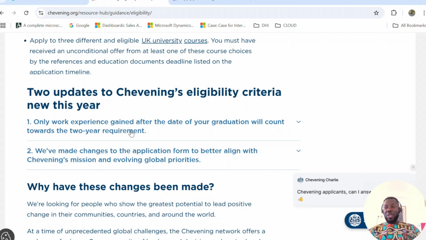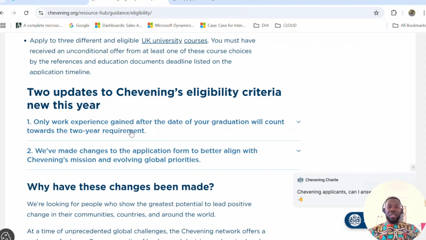So let's say you started your bachelor studies in 2020, and then along the line in 2022, you found a job and you were working alongside your studies. So you complete your studies in 2024 and then you work one extra year and you want to combine that one extra year with the work experience you had during your studies. That will not be considered.